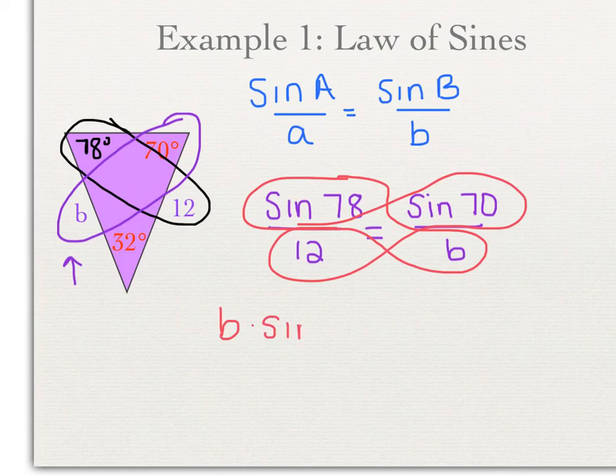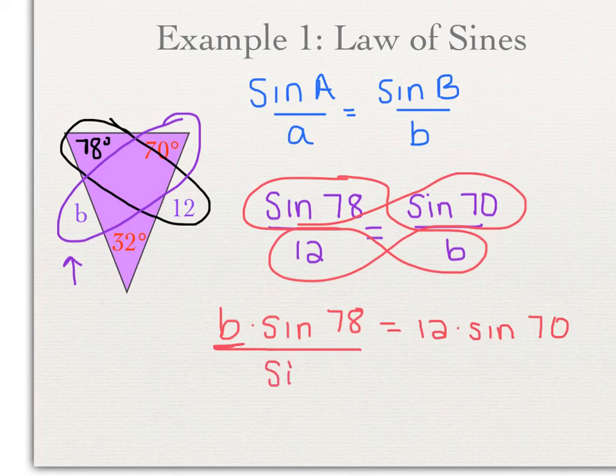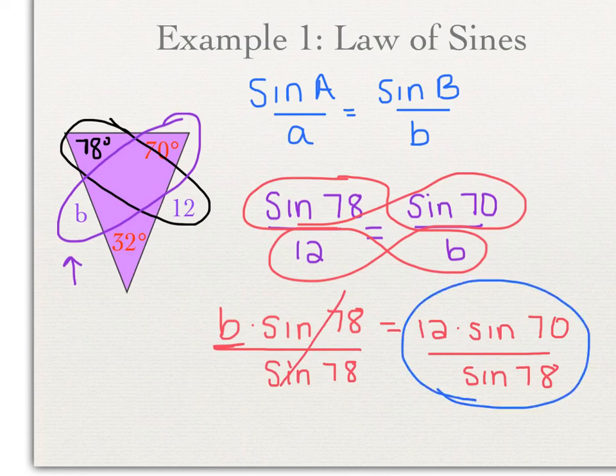So first I have B times sine of 78, that's this diagonal here, equals 12 times sine 70. And then if I'm solving for B, I'm going to divide over here on this side by sine 78. Divide here by sine 78. So this cancels, and now I have B is equal to this. And that whole thing can be typed into your calculator all in one shot.